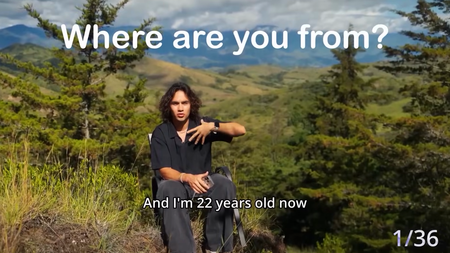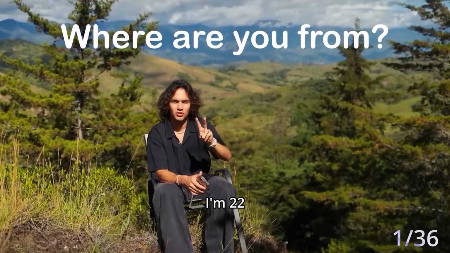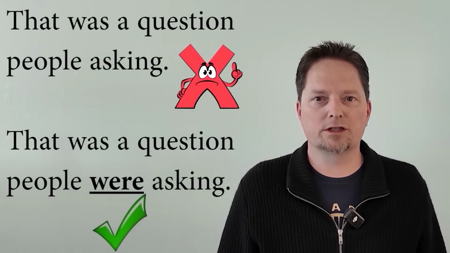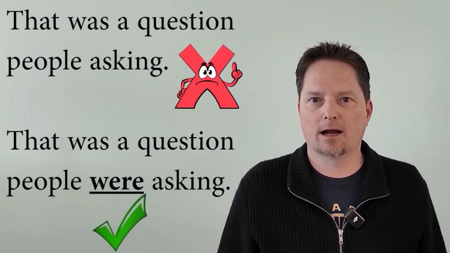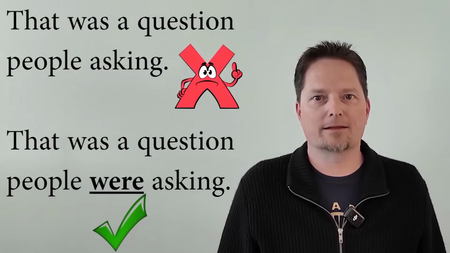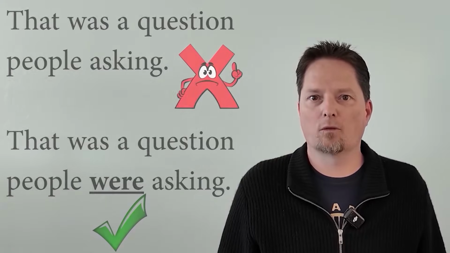This is also not correct. And I'm 22 years old now, so that was also a question people asking. I'm 22. I cannot say that was a question people asking. I need a verb. I need the verb to be. I can say were. That was a question that people were asking. Or I can use have been. That was a question people have been asking. But I cannot say that was also a question that people asking. In the present, that is a question that people are asking. In the past, that was a question people were asking.